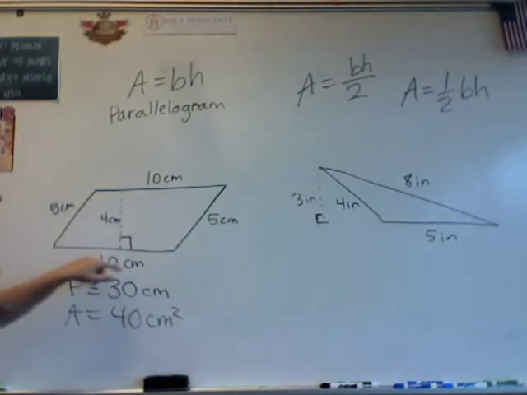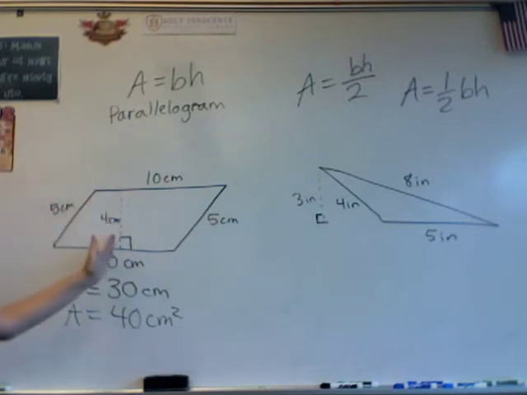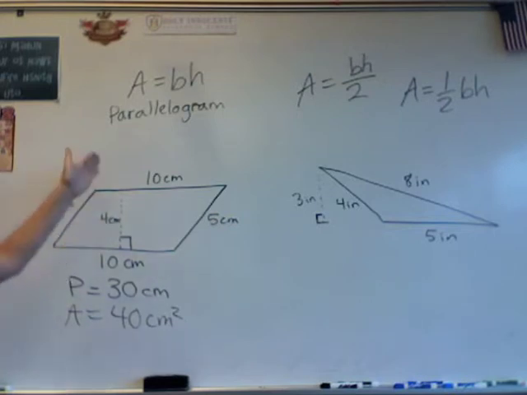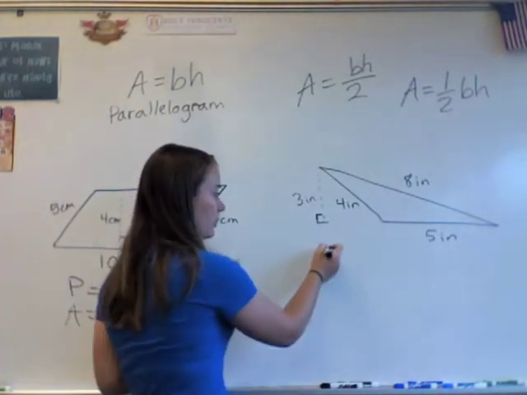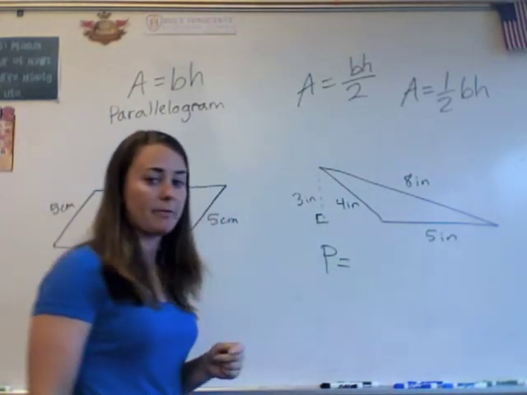The common mistake people make is to do the 10 times the 5. Remember, the height has to come out at a 90-degree angle. I would make a note of that in your notes, that the height needs to come out at a right angle. Over here we have another triangle. So again, our perimeter, we would just add up the sides.